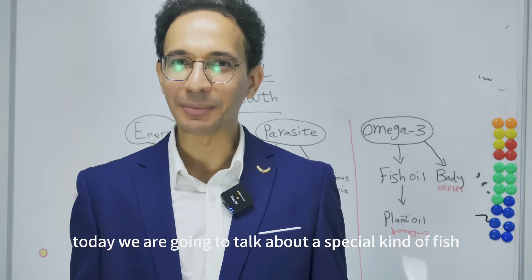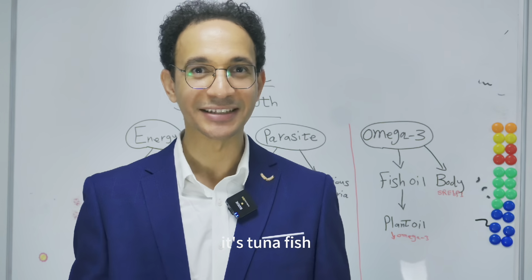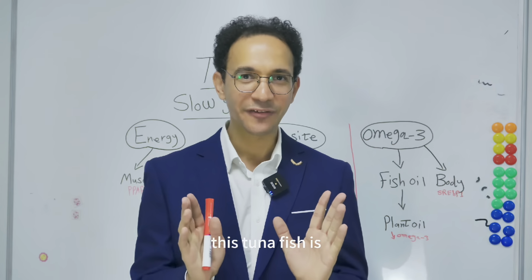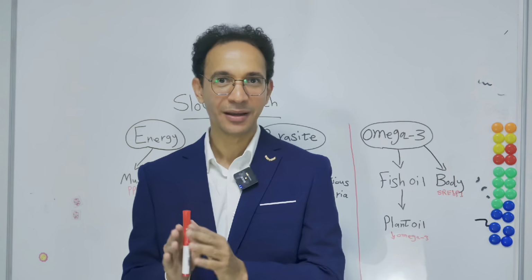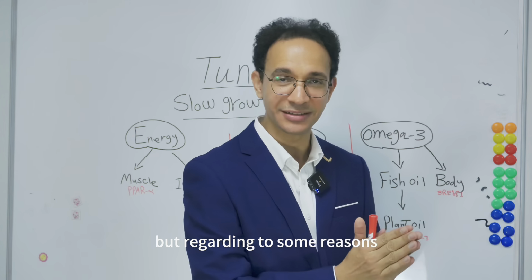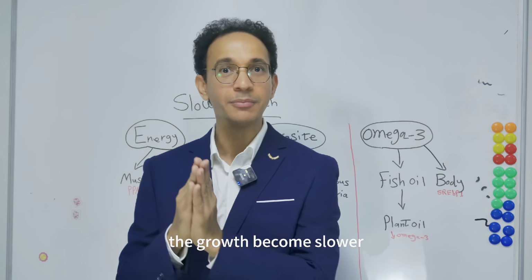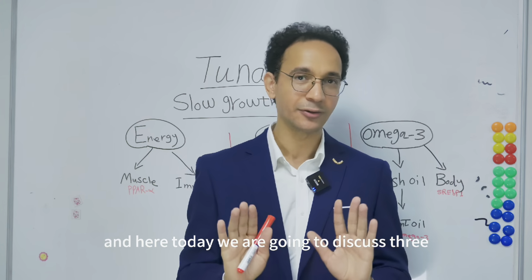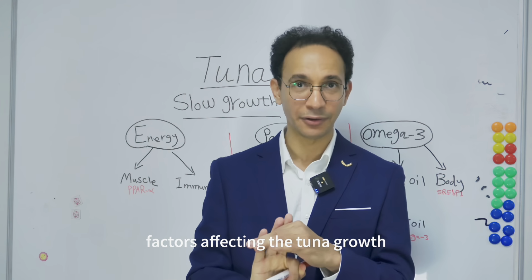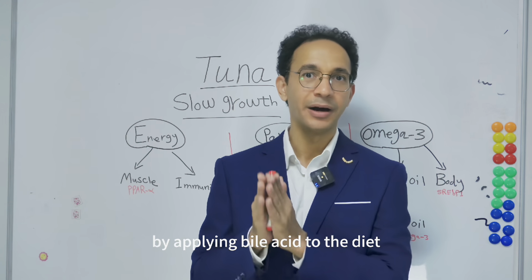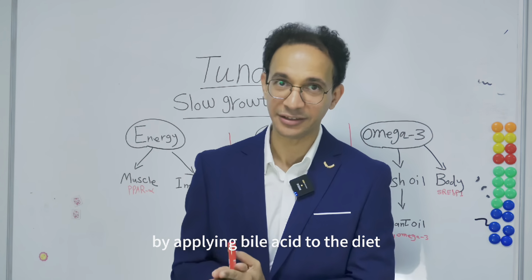Today we are going to talk about a special kind of fish. It's tuna fish. This tuna fish is known as a fast-growing fish. But for some reasons, the growth becomes slower. Here today we are going to discuss 3 factors affecting tuna growth, and we can solve these factors by applying bile acid to the diet.